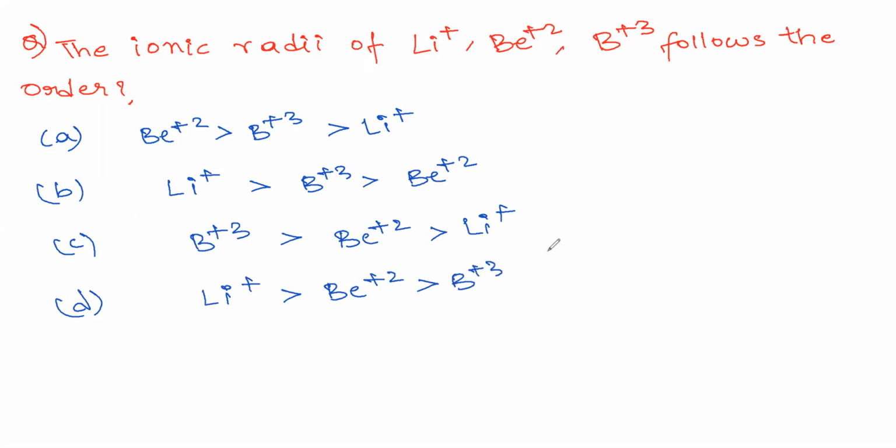So if you see here, for the ionic radius of lithium plus, lithium atomic number is 3, and it has lost 1 electron. Then only it becomes Li plus. Next, Be plus 2 is losing 2 electrons, and B plus 3 is losing 3 electrons. So these are all nothing but isoelectronic species because they have the same number of electrons. So these are called isoelectronic species.